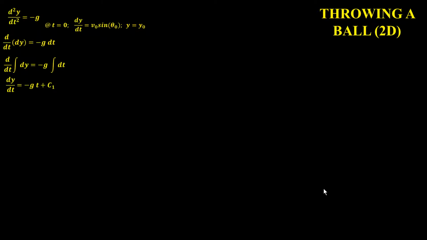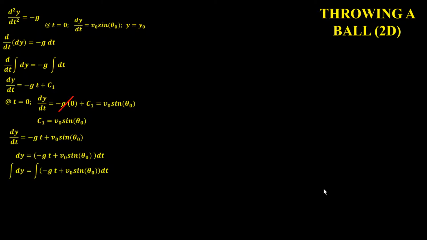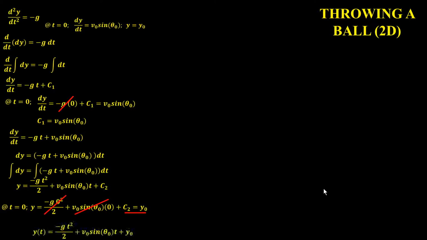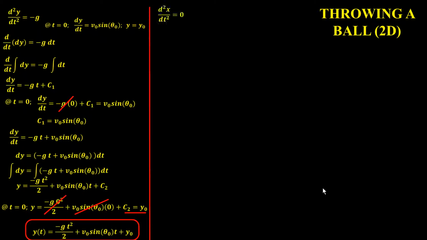And then to solve for the constant, we know that at time equals 0, these are the conditions. So then we get c1 is equal to v0 sine theta, and we put that in for c1, and then we do separation of variables and we integrate again, and then we get y equal to this with the constant c2. To solve for the constant, we know at time equals 0, these are the conditions, and then c2 equals y0, which we put into the equation, and our equation turns out to be this, which is a parabola. So now we do the same thing for the x.